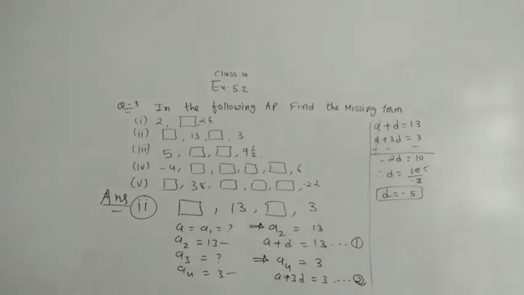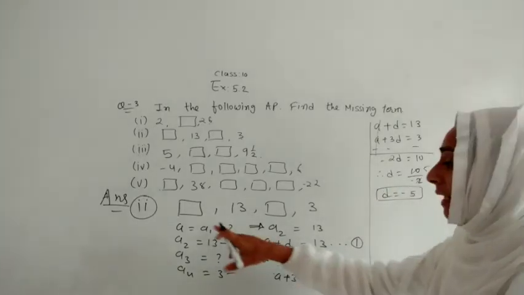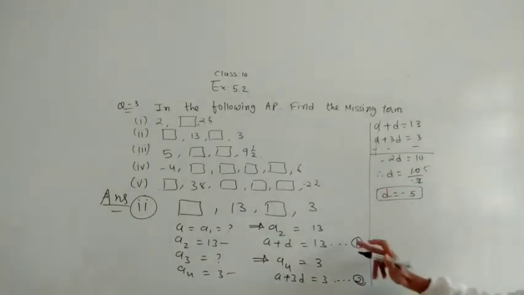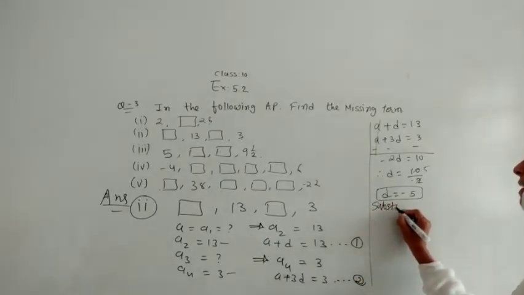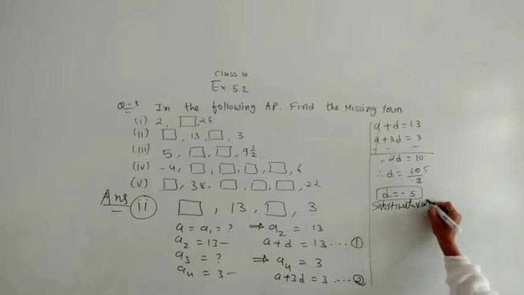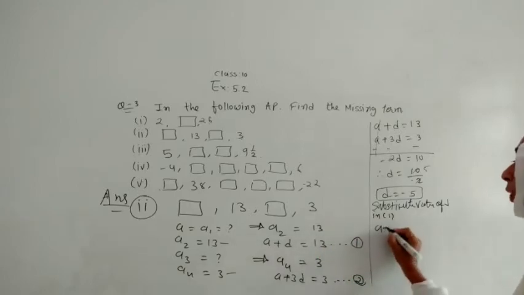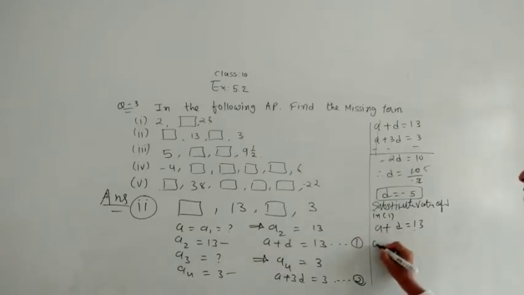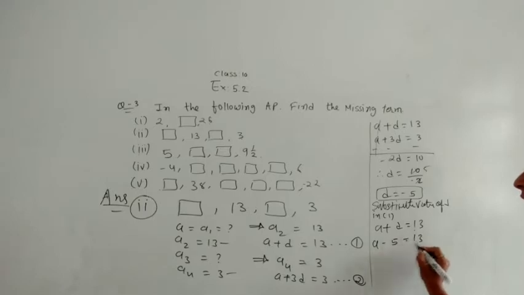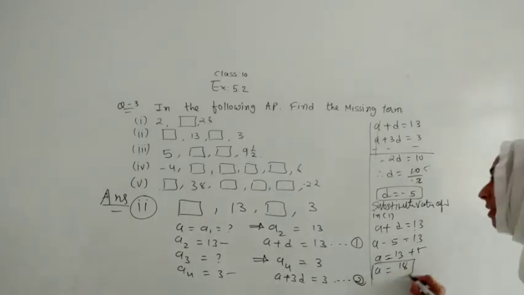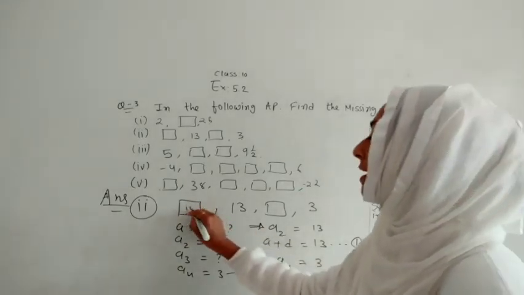ठीक है, so अभी हमें D मिल गया है, तो और हमारे पास A नहीं है. So हम कैसे ढूंढेंगे? We will substitute this value in both, from both the equation in any. So let us substitute value of D in 1. अगर हम 1 में रख रहे हैं तो A plus D is equals to 13 है. So A minus 5 is equals to 13. So A will become 13 plus 5. It will become 18. So here first missing term we got as 18.